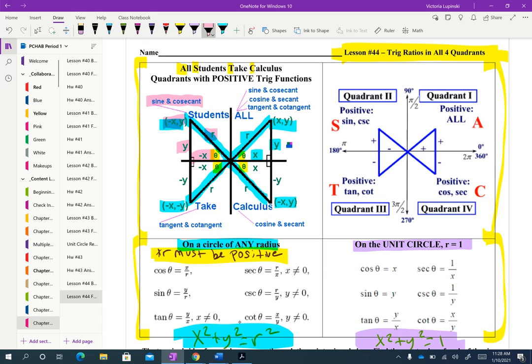In the third quadrant, again, while the r is always positive, the x and the y are both going to be negative. So again, if you look at the 6 trig functions, anybody who has just an x or just a y is going to be negative.